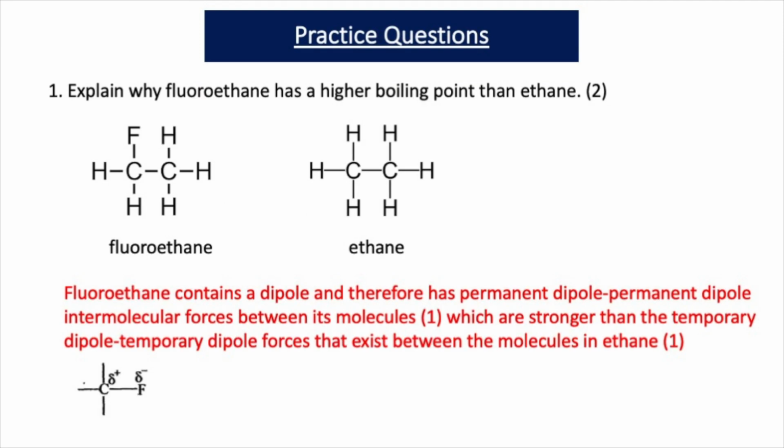So our first practice question is asking why fluoroethane has a higher boiling point than ethane, and this is worth 2 marks. So this is all to do with the intermolecular forces that exist. So fluoroethane contains a dipole, a delta plus carbon and a delta minus fluorine, and therefore it has permanent dipole intermolecular forces between its molecules. So if you said that, there's 1 mark, and these are stronger than the temporary dipole forces that exist between molecules of ethane. So if you said that, you get the 2nd mark.